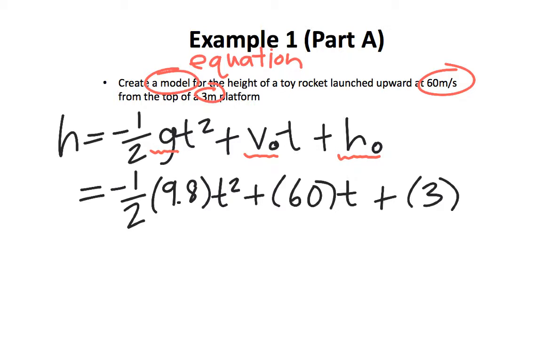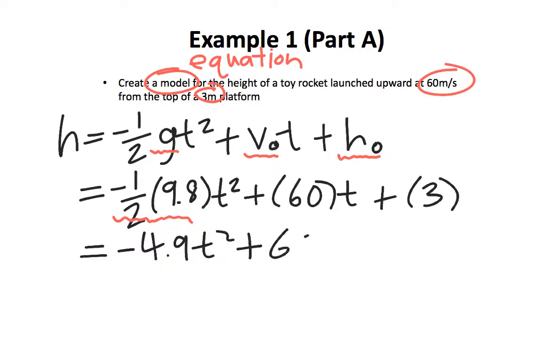We can simplify negative 1/2 times 9.8. That becomes negative 4.9, and I can just remove the brackets from these other values that I subbed in, and you'll see a quadratic expression in standard form.